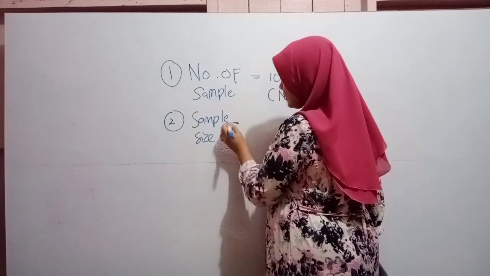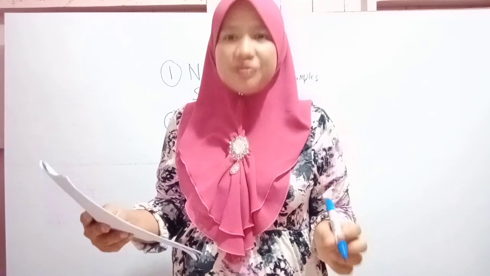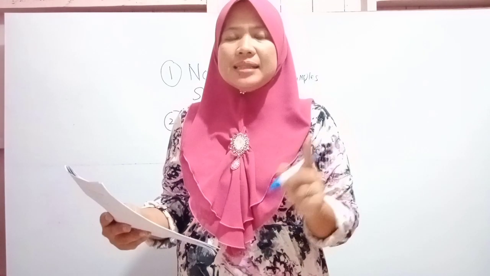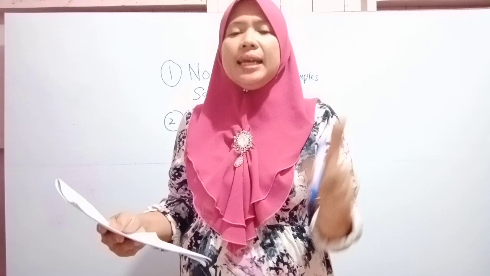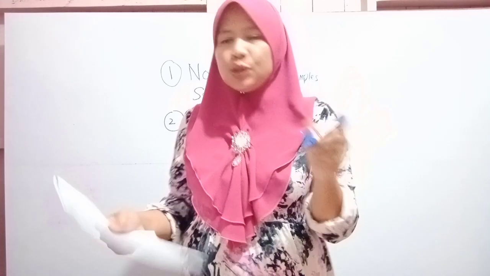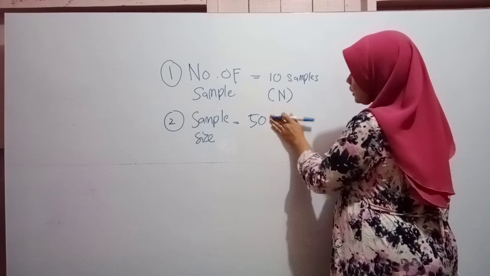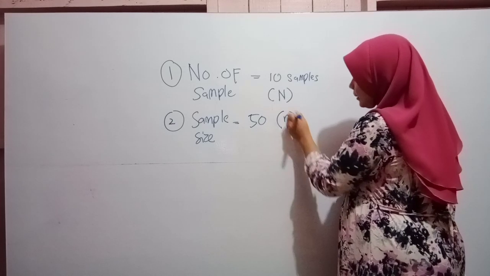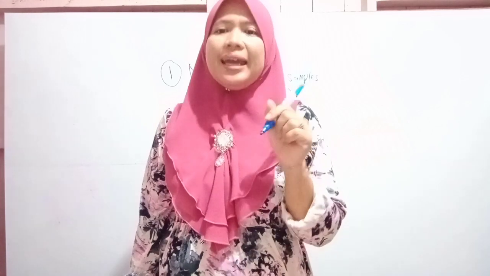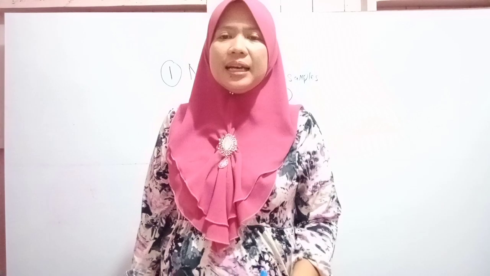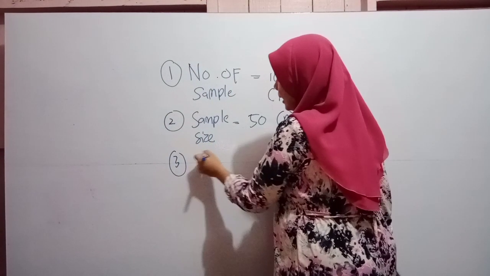Number two is sample size. Sample size equals to 50 pen drive. Sample size ni maksudnya satu sample mewakili 50 pen drive. So 50, kita buat dia n. Dia punya simbol for the sample size is n kecil. The third information is Z value.